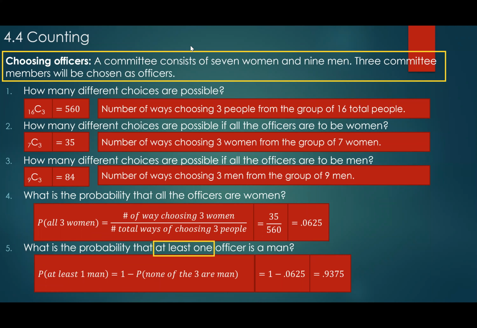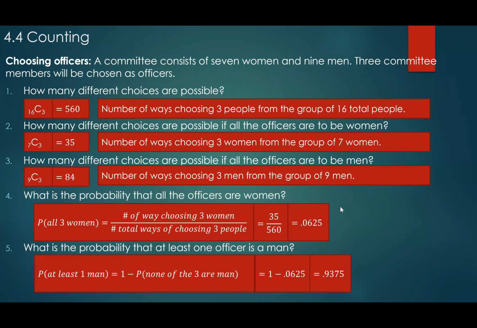And if they ask you for at least one of them a woman, you have to find, again, all 3 men, find that probability, and then 1 minus the men out, okay? Any questions with this example here, with any step, procedure, or the answer?